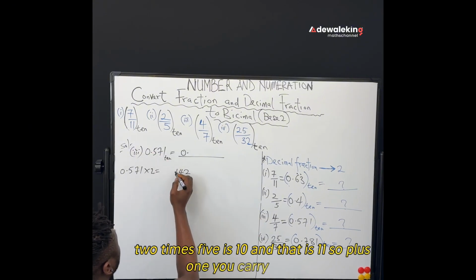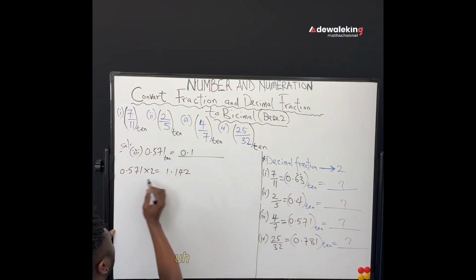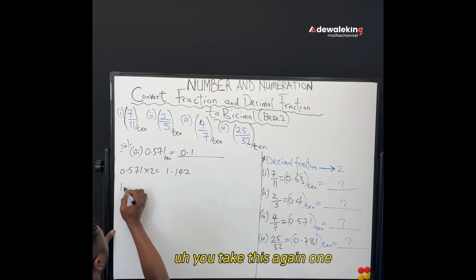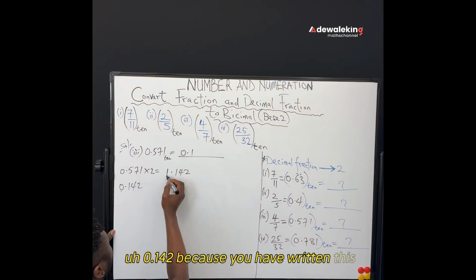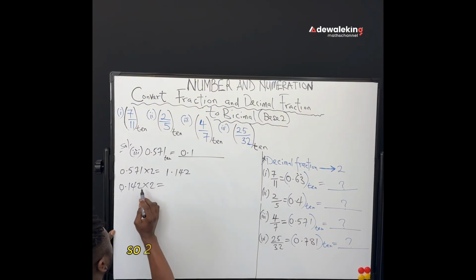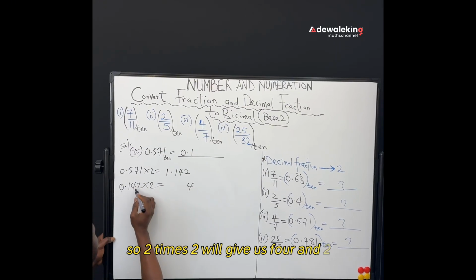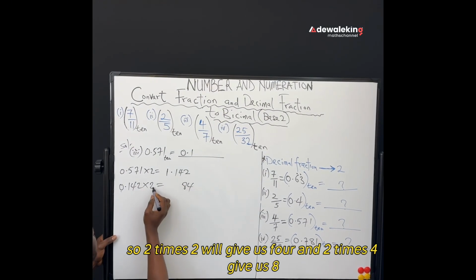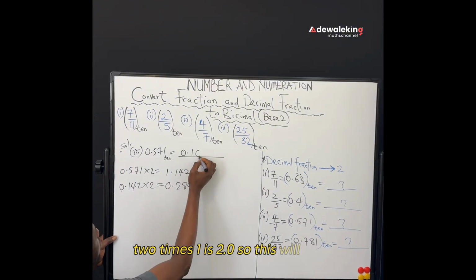So plus 1 you carry, that is 11, so that is 0.1. So you write the 1. You take this again, 0.142. Because you have written this 1, it remains 0 here. So you multiply by 2. So 2 times 2 will give us 4. And 2 times 4 will give us 8. 2 times 1 is 2. So this will be 0.